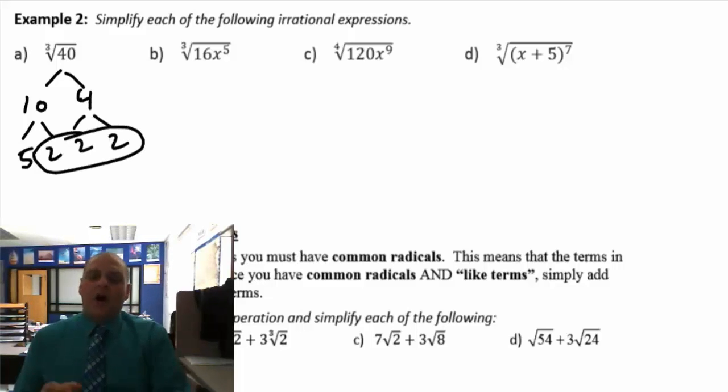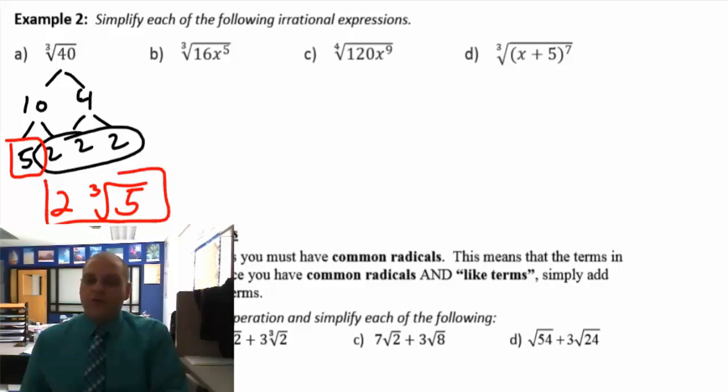Look at, we have 3 2's. That's just a 2 as a cubic root, so we're just going to write a 2 in our answer. And then this is the leftover, so that stays under the cubic root radical. We have a 5 left over, so 2 cubic root of 5. That's it. It's that simple.